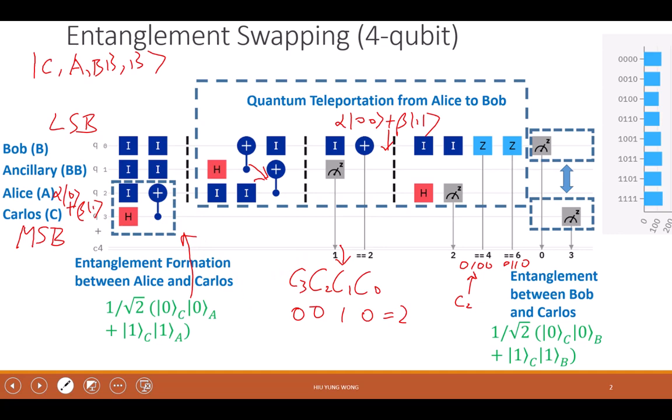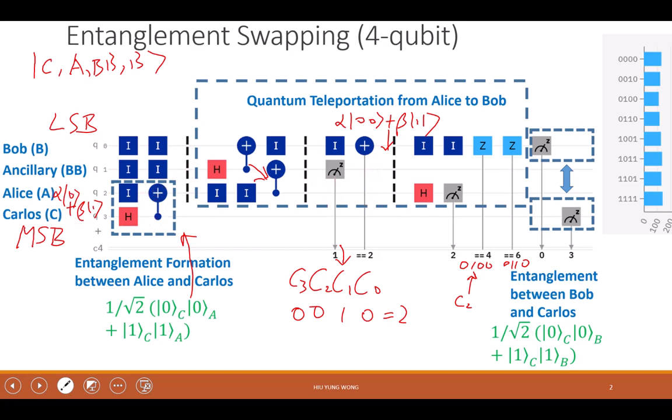I did not show you how to prove it, but you can just copy this circuit to IBMQ, and here is the entanglement. I go through quantum teleportation. At the end, I do the measurement on Bob and also Carlos, right? I save Bob's qubit to zero, Carlos to three. And the first and second qubits, qubit one, qubit two, are not what I'm interested in, because BB is an auxiliary qubit. Once we've done quantum teleportation, we dump it.